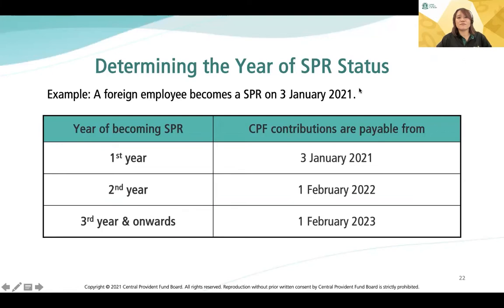So this is an example, okay, of let's say you have a foreign employee who becomes an SPR on 3rd Jan 2021. Okay, so during the first year, CPF contributions are payable from 3rd Jan onwards. Okay, then the second year onwards will be from 1st February 2022, which is when the second year rate kicks in. Then the third year rate kicks in from 1st February 2023. Okay.